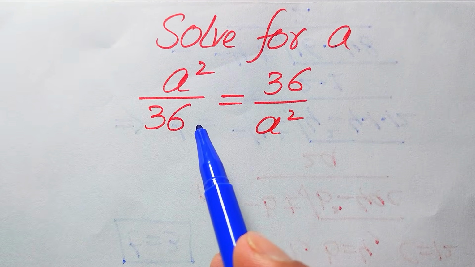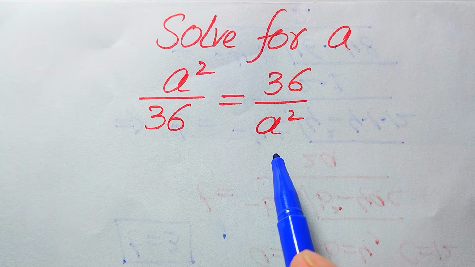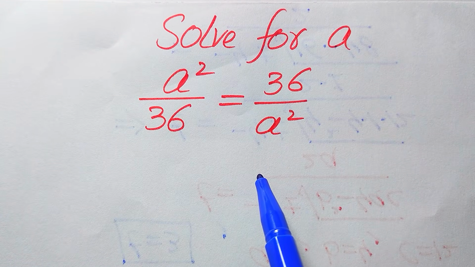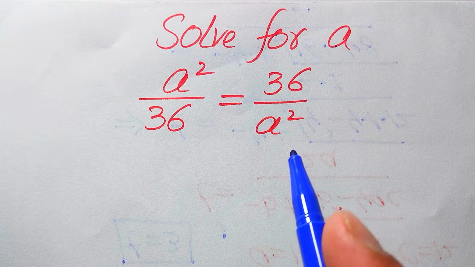So here we have a²/36 = 36/a², and we solve this problem for all the values of a. In the next step, first we need to write this into the standard form.